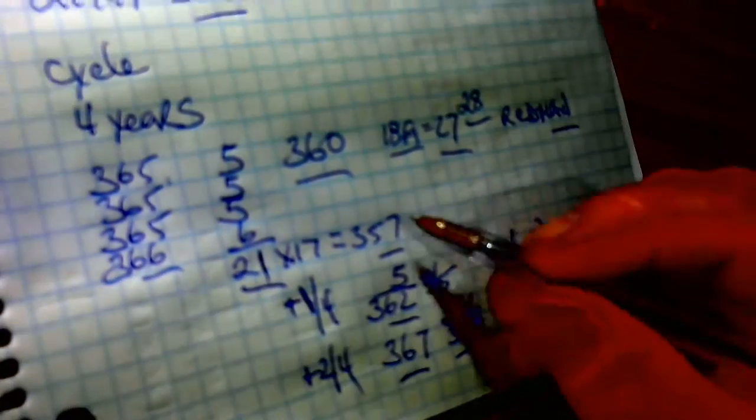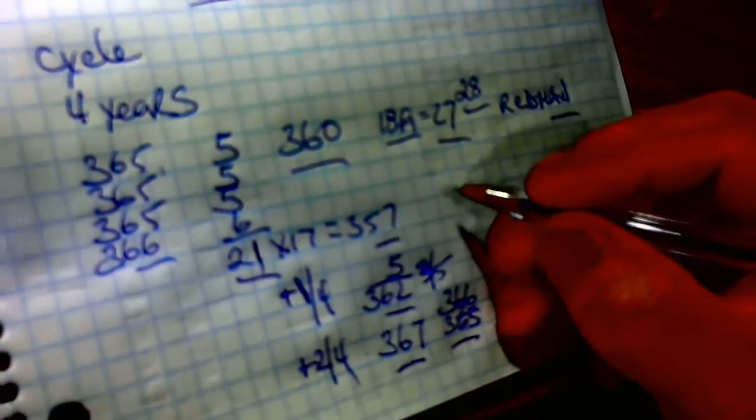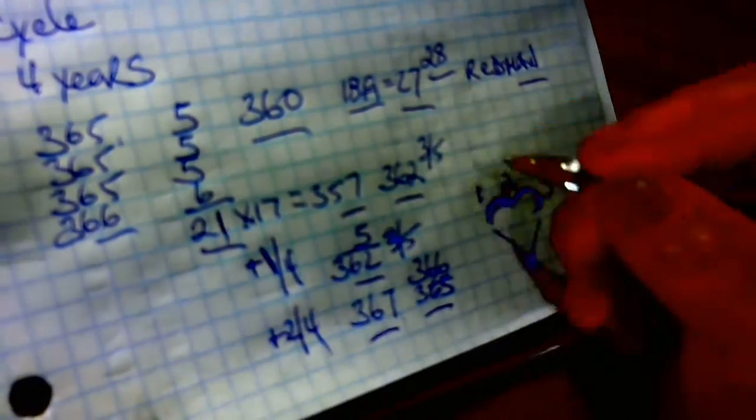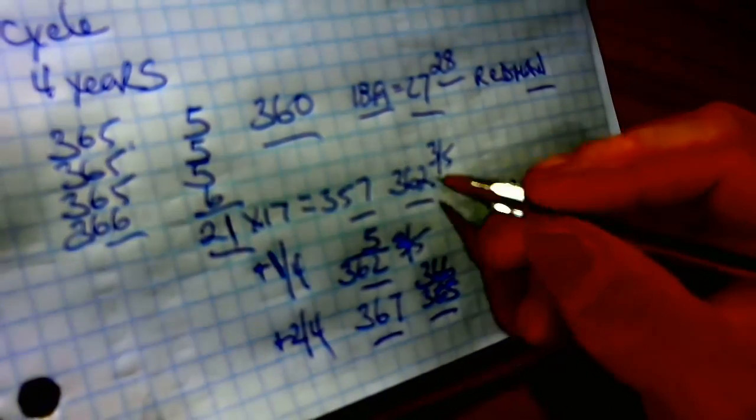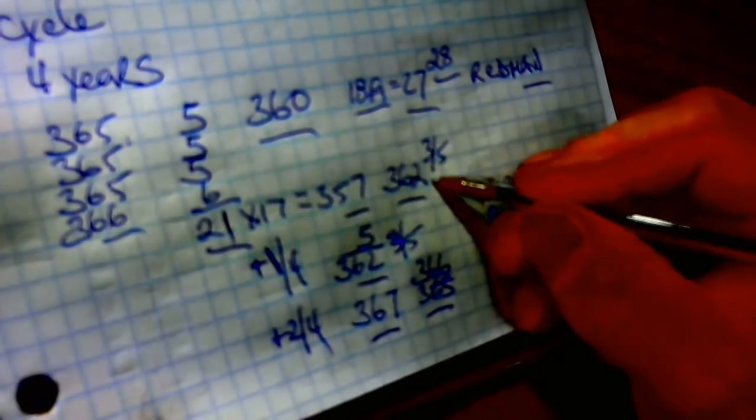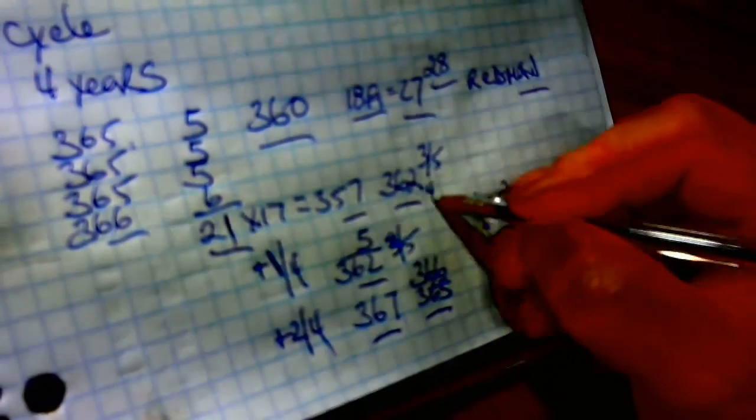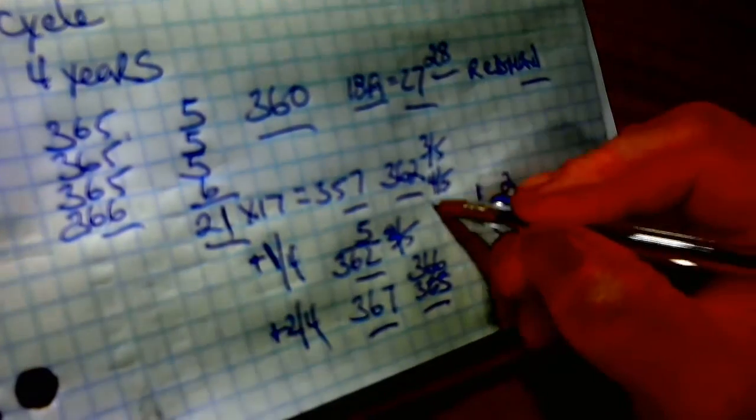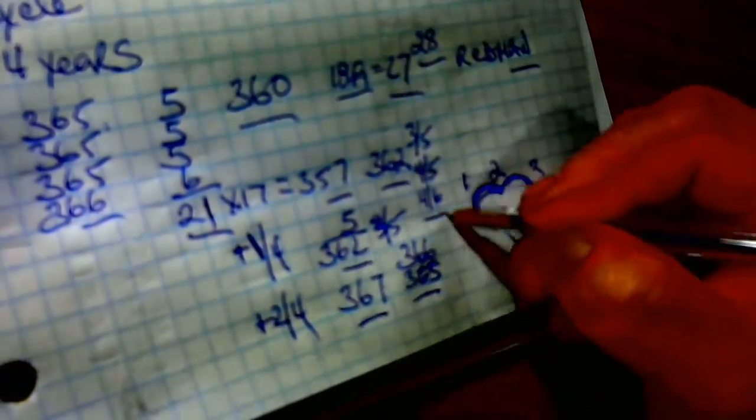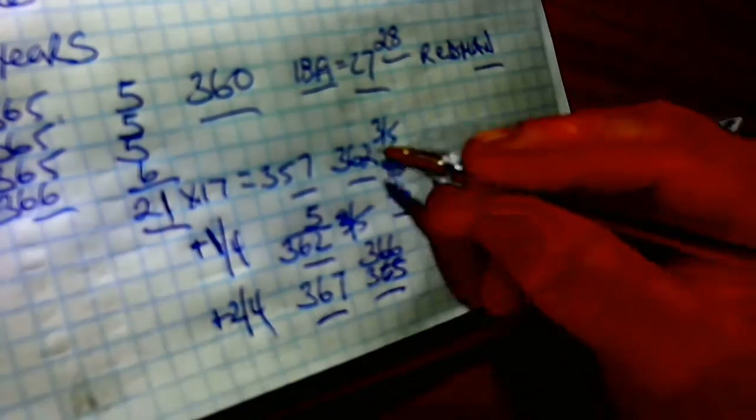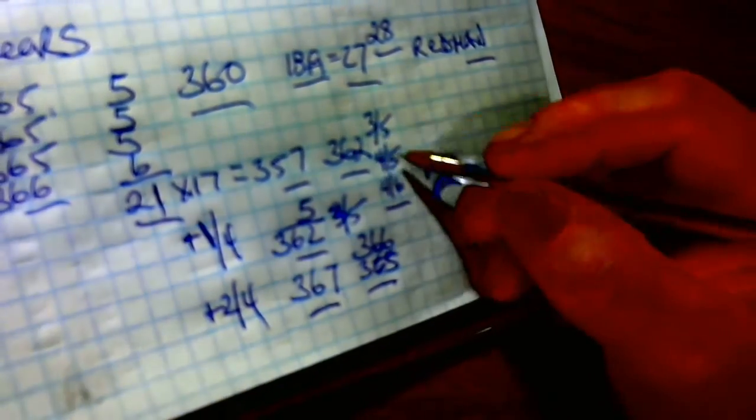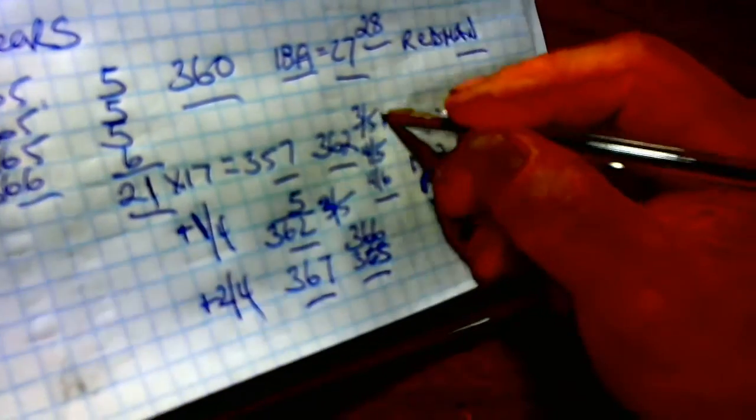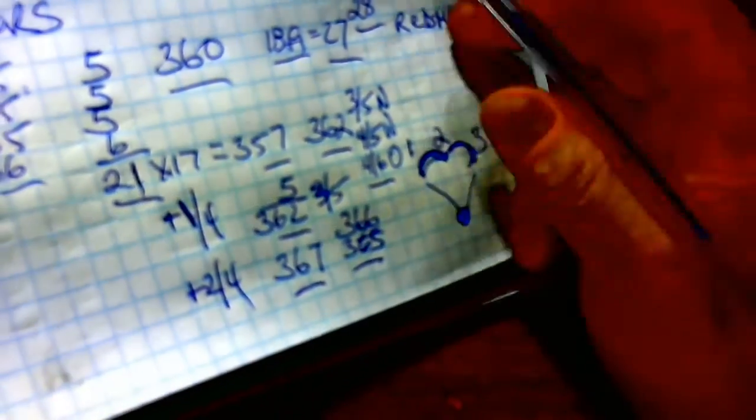So we end up with 362 and 3/5 for 365, and we end up with 362 and 4/5 for a leap year, or 4/6 for a leap year. So each one of these have a possibility to match 365, 366, 366 in a leap year. 5, 5, 6. New World Order.